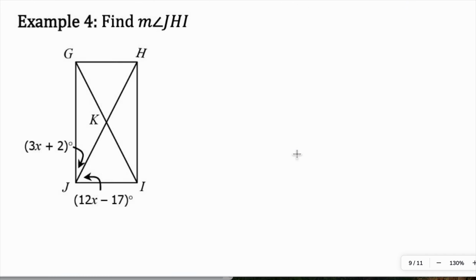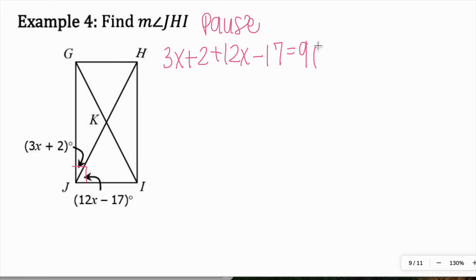Again, let's go ahead and try this one on your own. Pause it here, find the measurement of angle JHI. So pausing, find out what x could be, and then once you're done with x, plug that back in. All right, I know 3x plus 2 and 12x minus 17 are creating a 90-degree angle, so that's where I started first. So 3x plus 2 and 12x minus 17 has to equal 90.